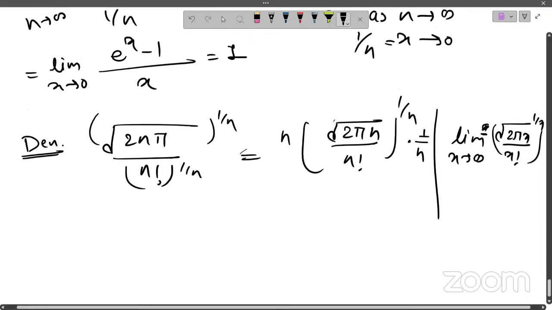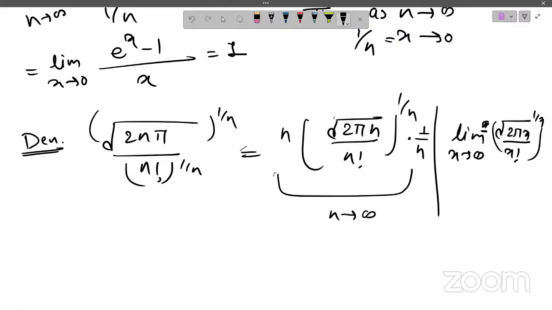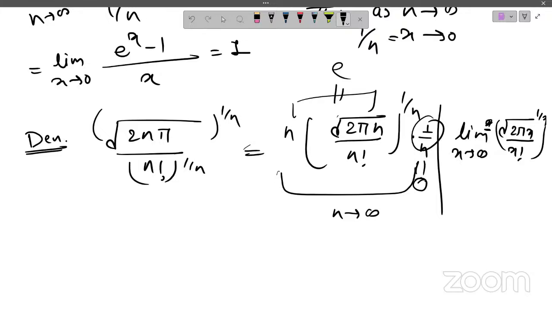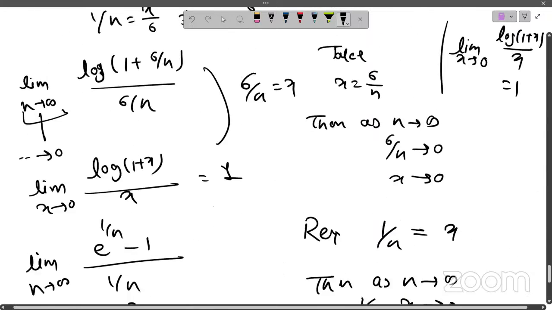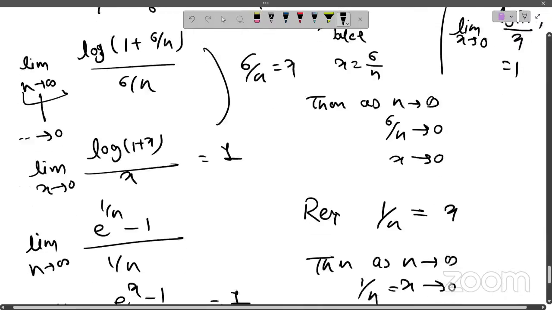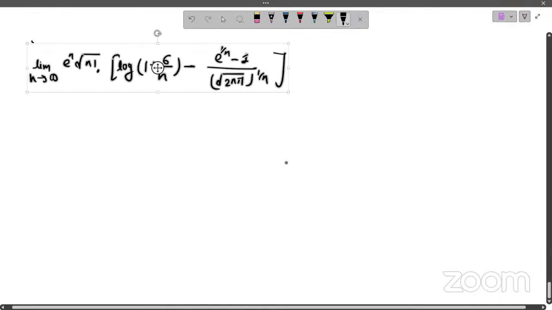Now in this term you cannot apply the limit x goes to infinity. Why? Because then this term will go to e, but your 1 by n will go to 0, right? So what we'll do is try to look at this in the whole bracket, so that there is a possibility that our n may get cancelled. Okay, so I'll write it again. Start with this thing.